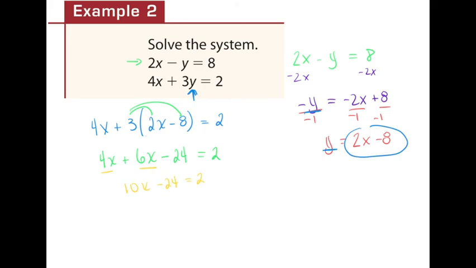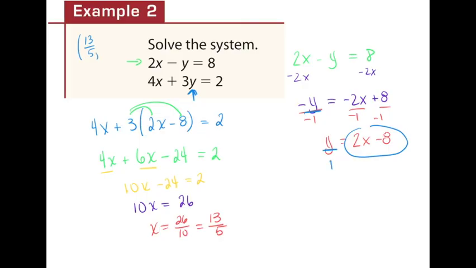But they did give me a fraction, by the way. 10x equals 26. X equals 26 over 10. Reduce it. 13 over 5. All right. Now, 13 over 5 is hideous, but we can still solve for it, right? I have my x value, 13 over 5.